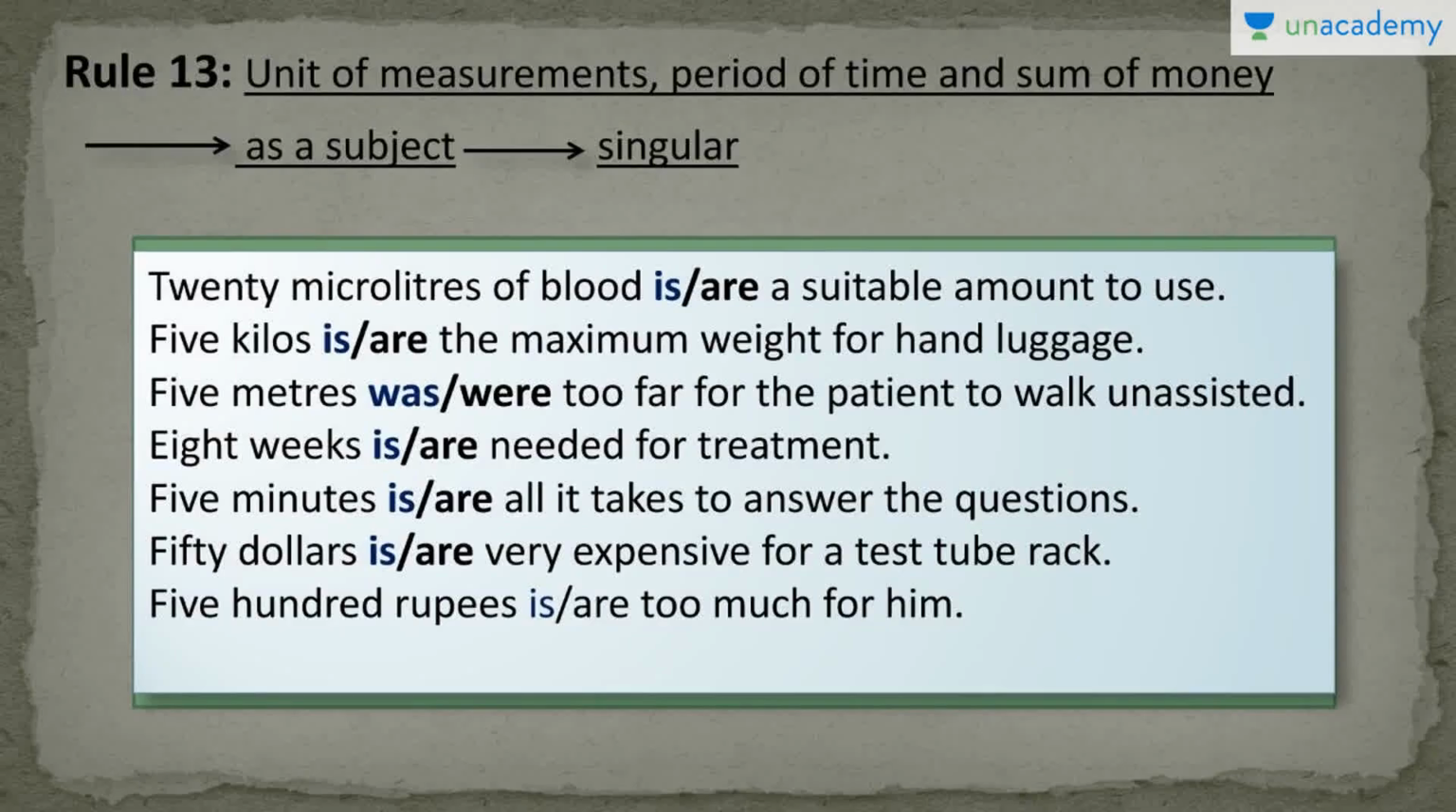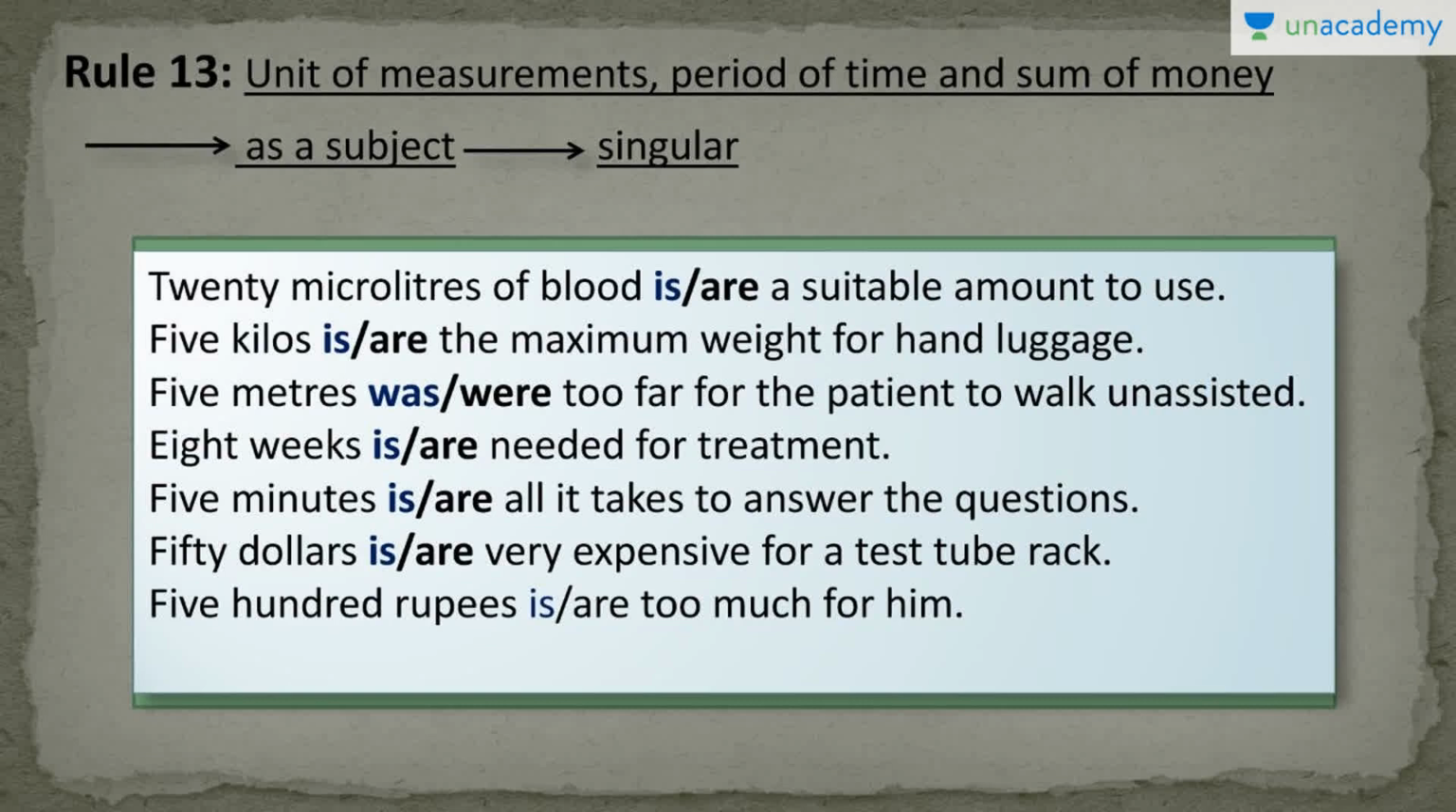Next rule. The next rule is about units of measurement like liters, kilometers, meters, etc., periods of time like hours, days, minutes, seconds, years, and sums of money like 400 rupees or $20, 20 euros, etc. So whenever you find these three things, unit of measurements, period of time, or sum of money, as a subject in a sentence, you should remember that they are always considered as singular. So if they are singular, obviously the verb has to be singular only. Simple, right? Okay, let's just look at the following sentences now.